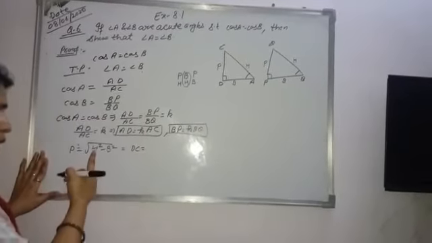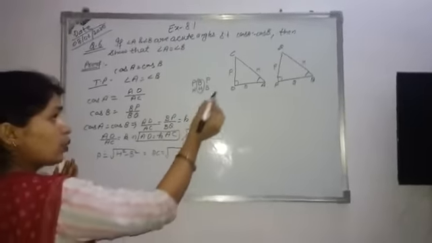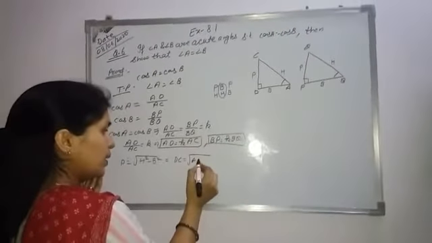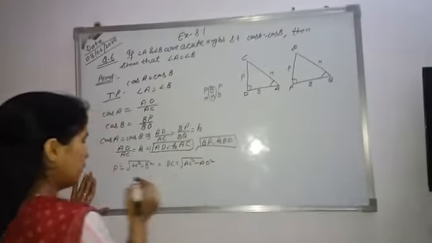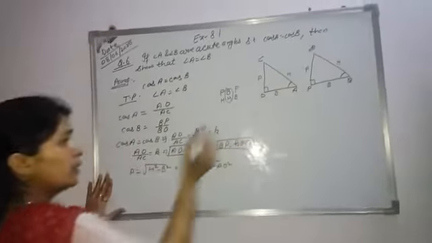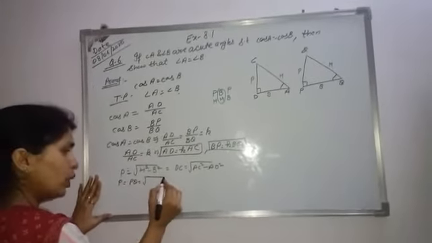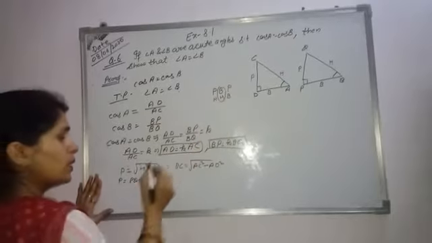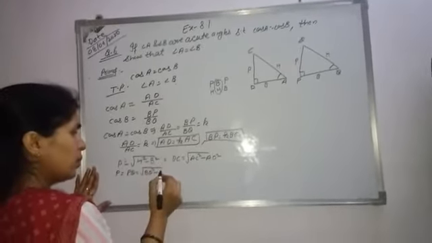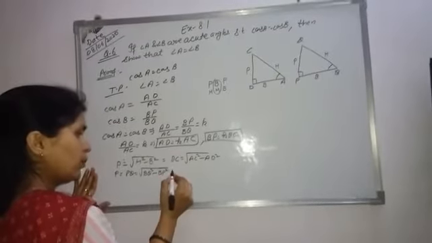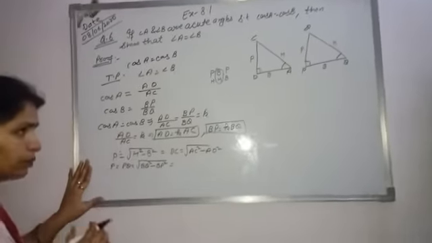So DC will be equal to the square root of h square minus b square. What is the value of h square here? AC square minus base, which is AD square. Next, the perpendicular in the second triangle is PQ, and PQ is equal to the square root of hypotenuse square, which is BQ square, minus base square, which is BP square. Now PQ is equal to the square root of this value.